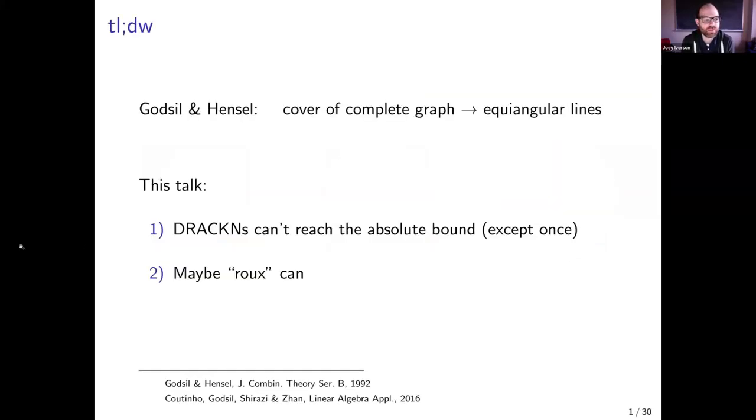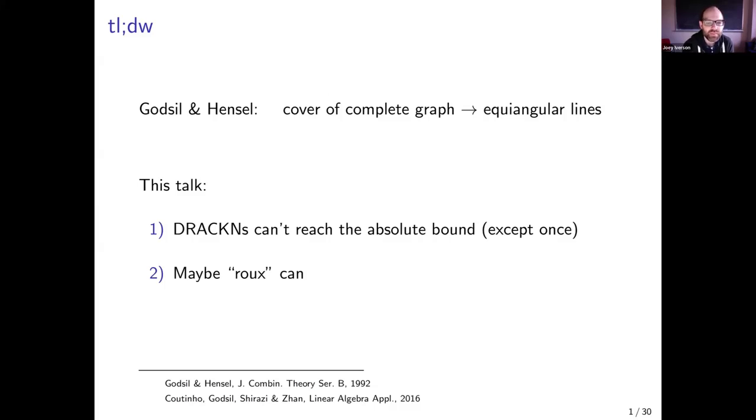Okay, so just in case I drone on too much eventually, and you get tired of listening to me, let me tell you right now what this talk is all about and what the main takeaways are. Way back in 1992, Chris Godsil and his student Hensel showed that if you have a certain kind of cover of the complete graph, then this will produce equiangular lines. Actually, in that paper, they were talking about equi-isoclinic subspaces. For a particular kind of cover, those subspaces will have dimension 1, and for lines, for dimension 1, equi-isoclinic just means equiangular.